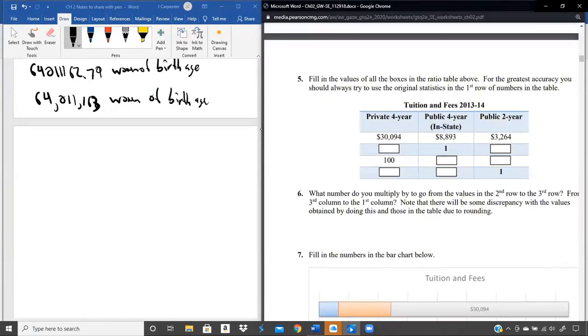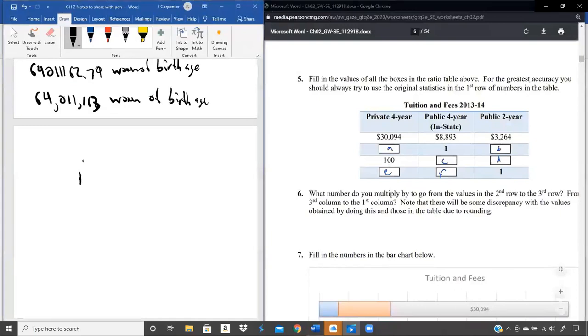Okay, the order of the blanks you tackle doesn't really matter. I'm going to tackle them in this order. I'm going to label them A, B, C, D, E, and F. Did that work? It did, okay.